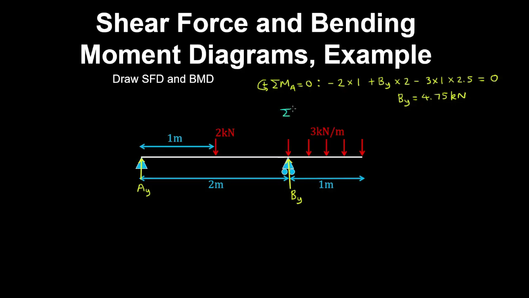If we take a vertical equilibrium of forces, with upwards being positive, we have AY plus the reaction BY minus 2 kilonewtons and minus the resultant from the uniformly distributed load, and that's all equal to 0. Therefore AY is 0.25 kilonewtons.